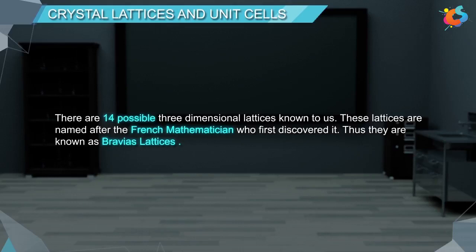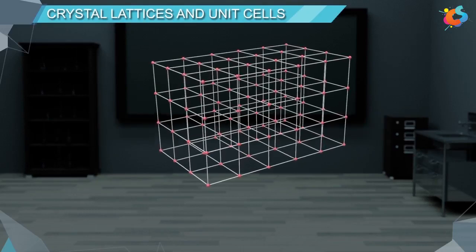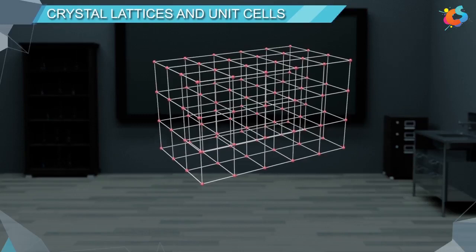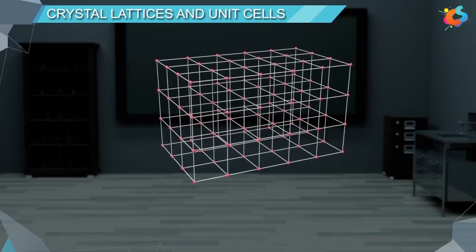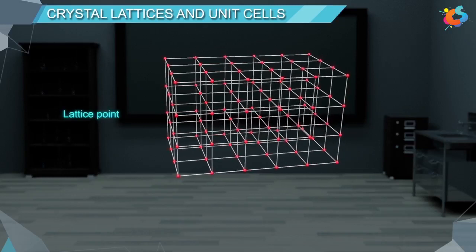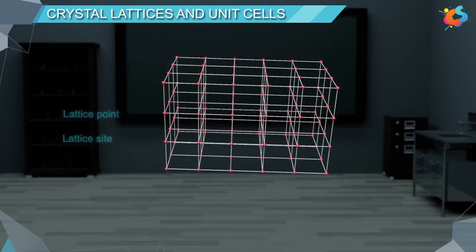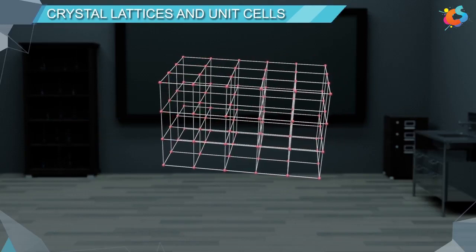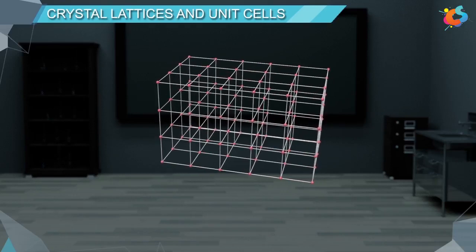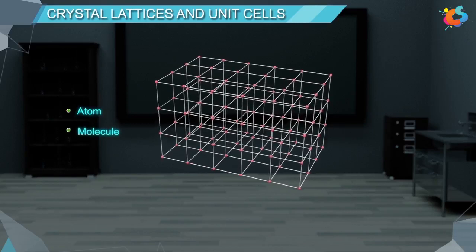Now we know what a crystal lattice is. Let us study some of its characteristics. First, each point in a crystal lattice is called a lattice point or lattice site. Second, each point in a crystal lattice represents one constituent particle, which may be an atom, a molecule, or an ion.